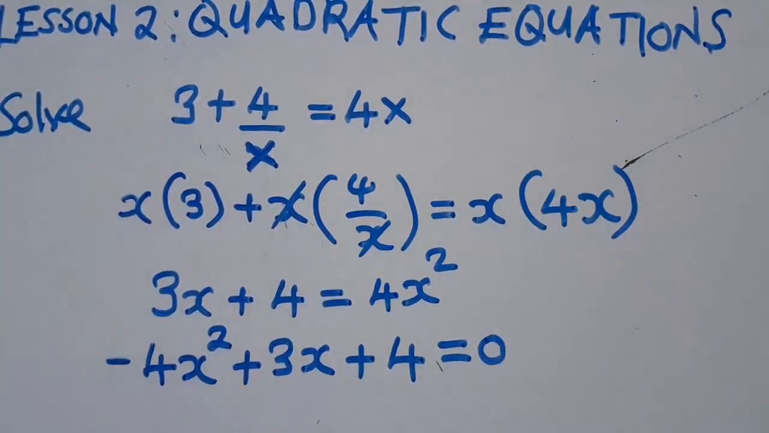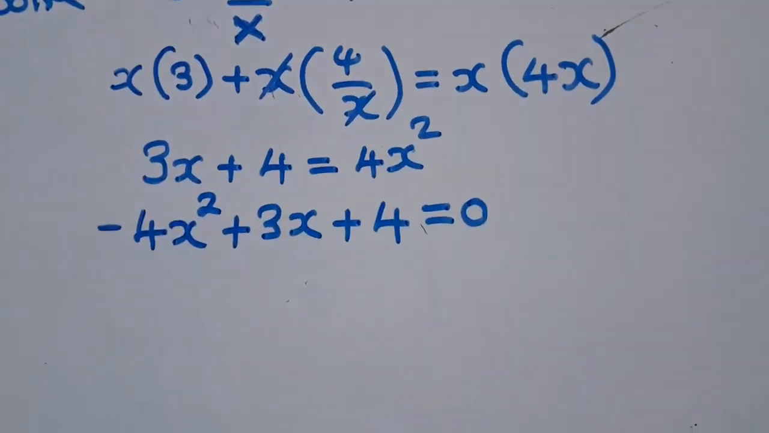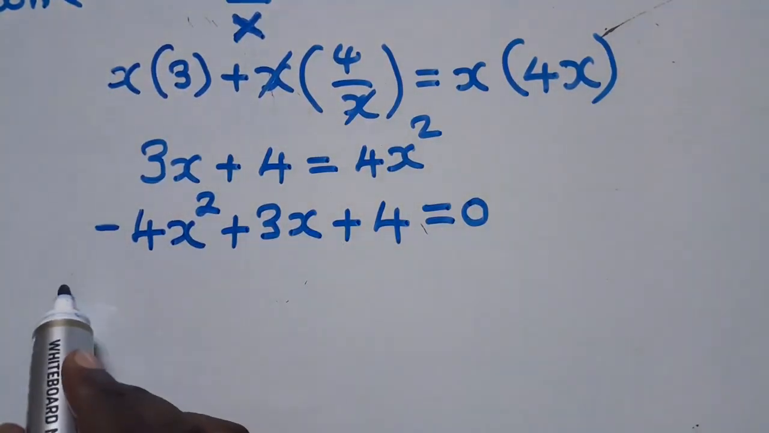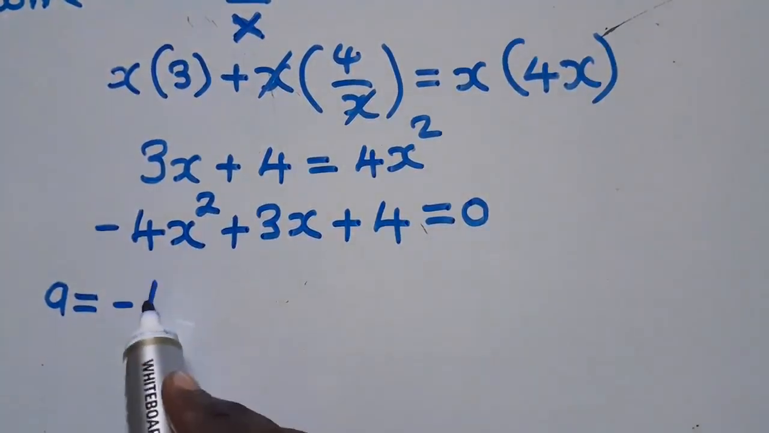This is what you are supposed to do. You rewrite this. After you rewrite, then you find A, B, and C. This is what you need to do. You find A, B, and C. So you say, what is your A in this case? Our A is negative 4.